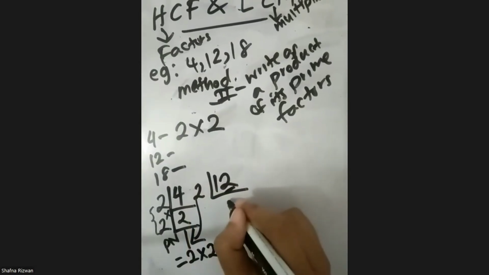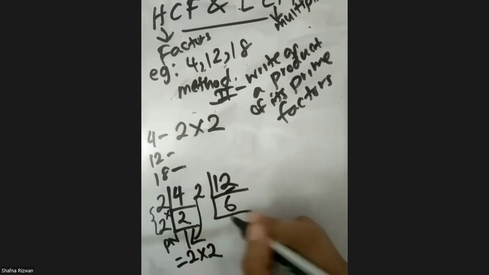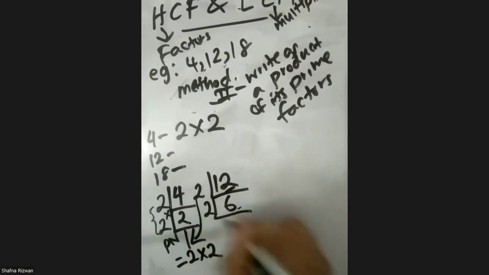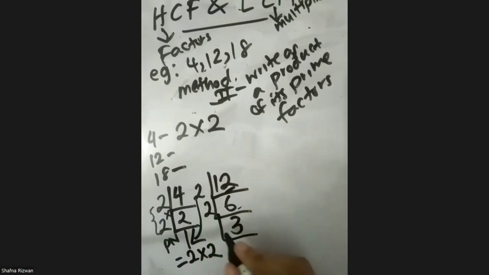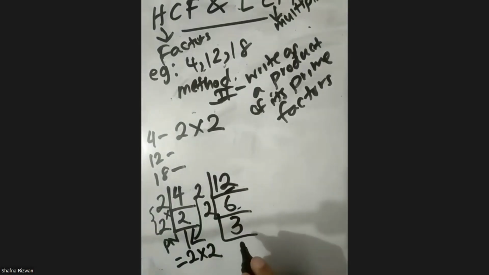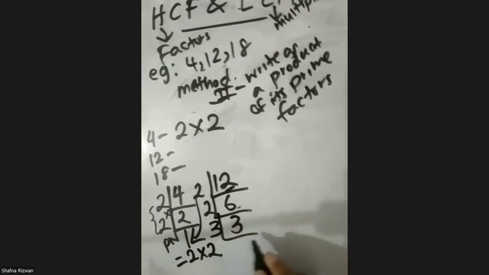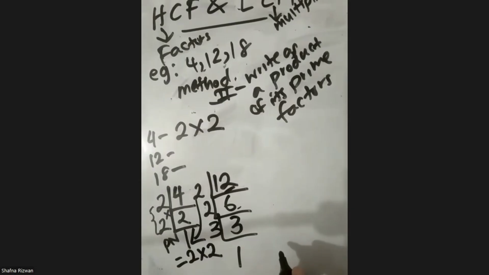12 divided by 2 is how much? 6. Again divide by which number? The even number, so divide by 2, so 3. Again divide this by which number? By 3, because it is only divisible by 3. 3 divided by 3 is how much? 1.